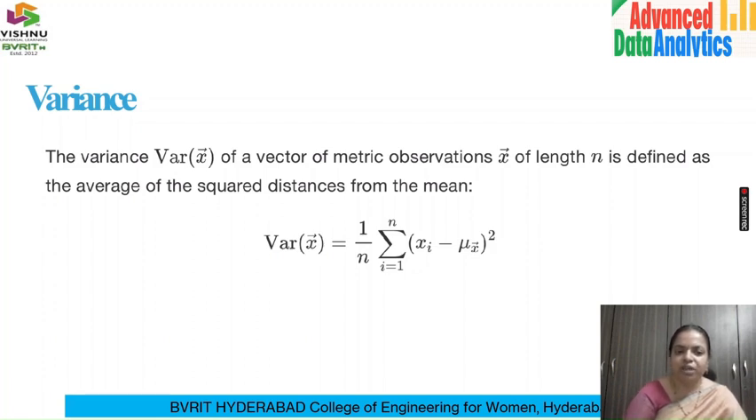So for variance, the observations are called x, and the number of observations is n. Whenever we have the observations and the count of observations, each and every observation is subtracted from the mean or median of the observations, and the squares of all those differences are summed, which is called the variance.